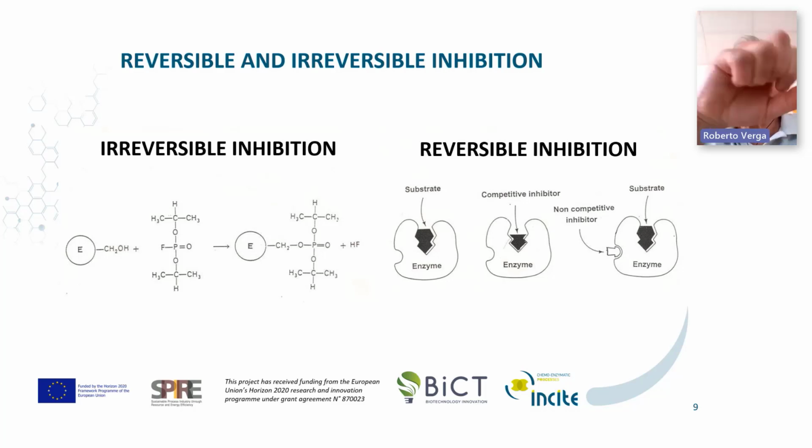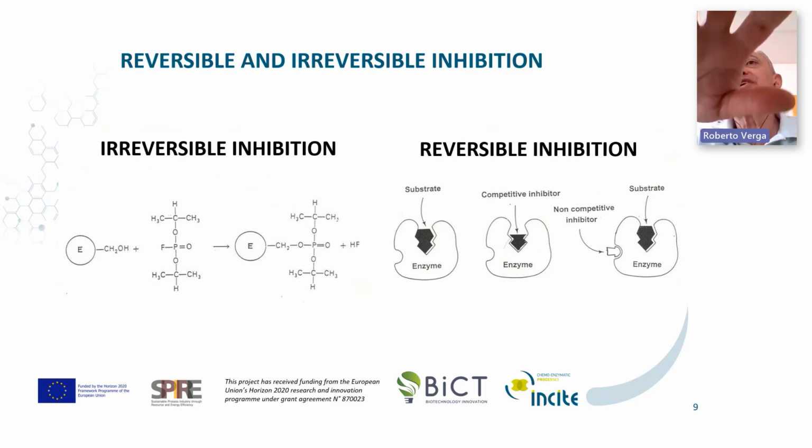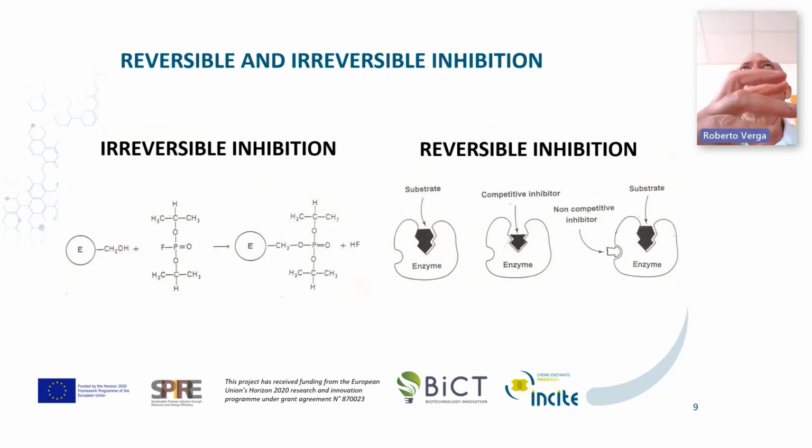In the competitive inhibition, what happens? Practically, the inhibitor has a structure quite similar to the substrate. It is a competitor and can enter the active site instead of the substrate. In this way, by competition, it can reduce the access of the substrate to the active site, and then I get a strong decrease of the activity.